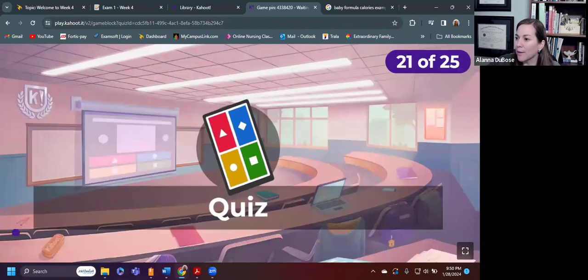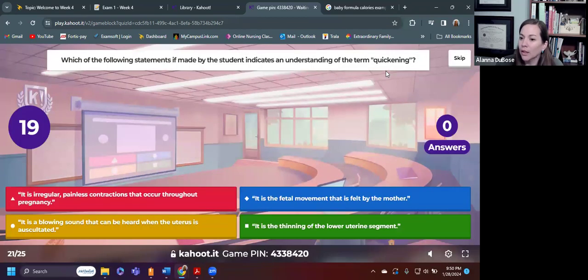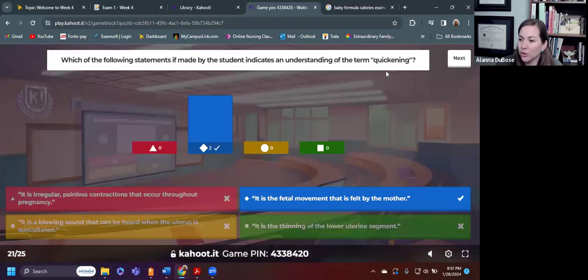All right. Which of the following statements, if made by the student, indicates an understanding of the term quickening? Red, it is irregular, painless contractions that occur through pregnancy. Blue, it is the fetal movement that is felt by the mother. Yellow, it's a blowing sound that can be heard when the uterus is auscultated. Green, it is the thinning of the lower uterine segment. And Latoya says blue. So good, yes. Quickening, fetal movement felt by the mother, sometimes easily confused with the term lightening, which is engagement, the baby dropping into the pelvis. Okay.